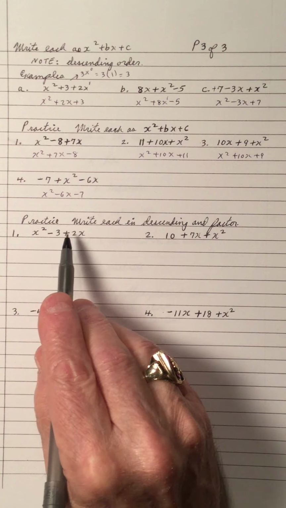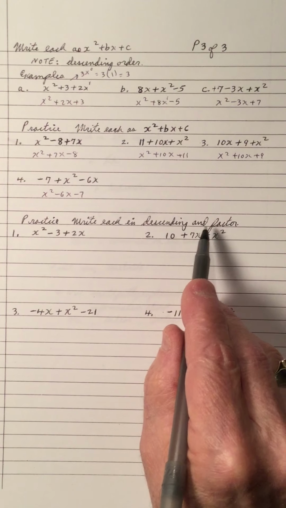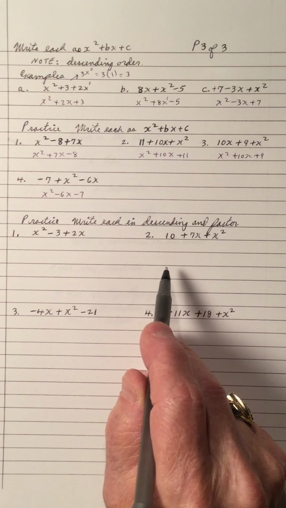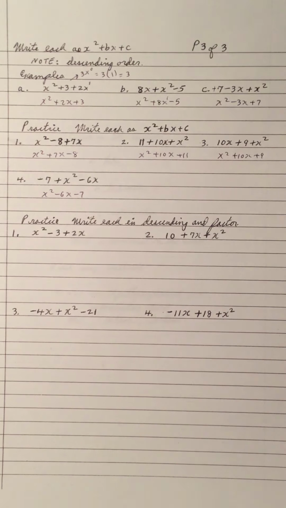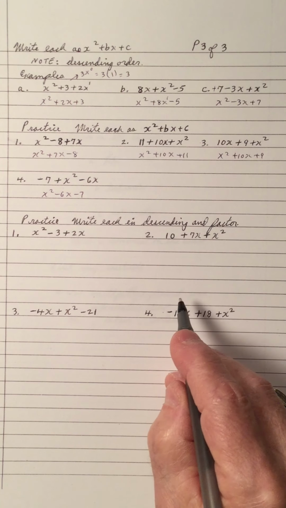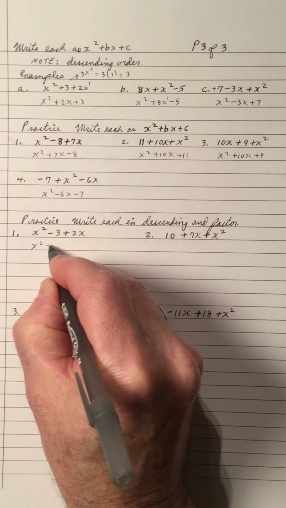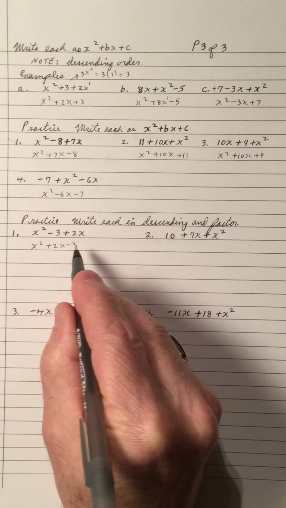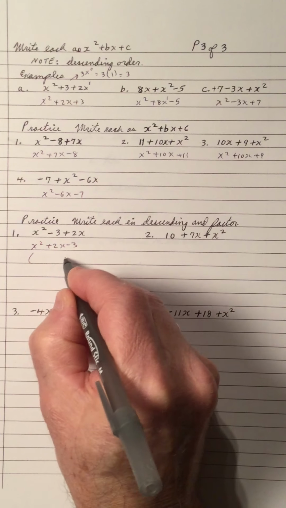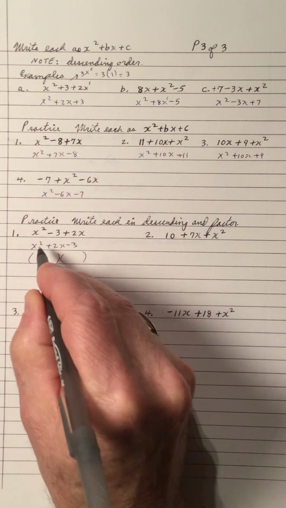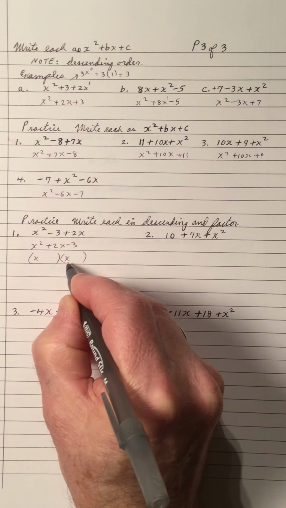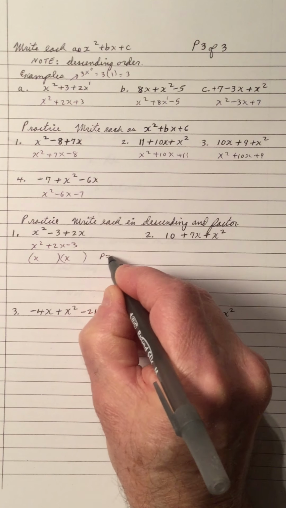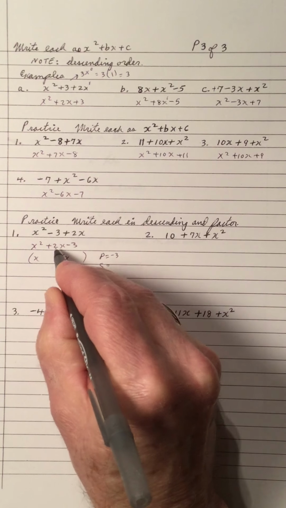So, practice. Write in descending order and factor. So what we have to do now is write all of these in descending order and factor. Because if we don't put them in descending order, we're not going to obey the pattern that we learned. So we have to go x squared plus 2x minus 3. And since it's in descending order, now I have a trinomial, and a trinomial is 2 brackets. To get x squared, we have x and x. And we have a product is negative 3, and we have a sum of 2.